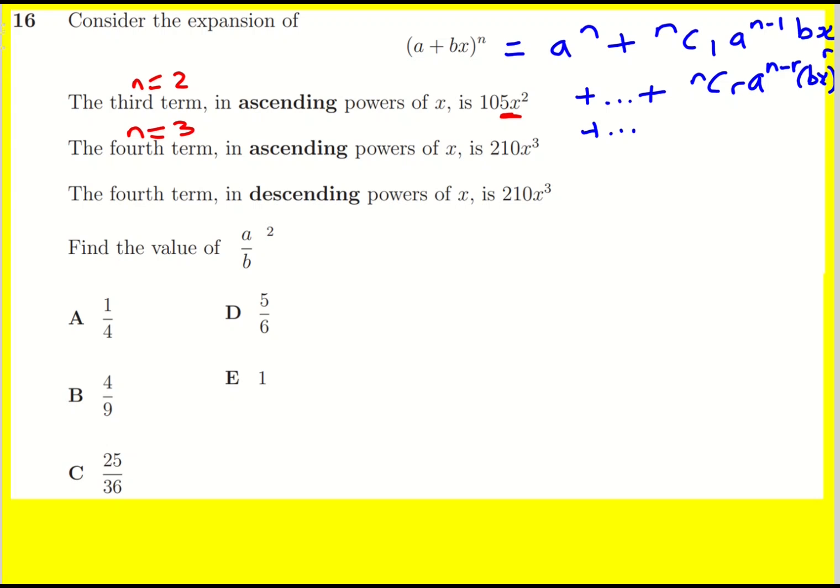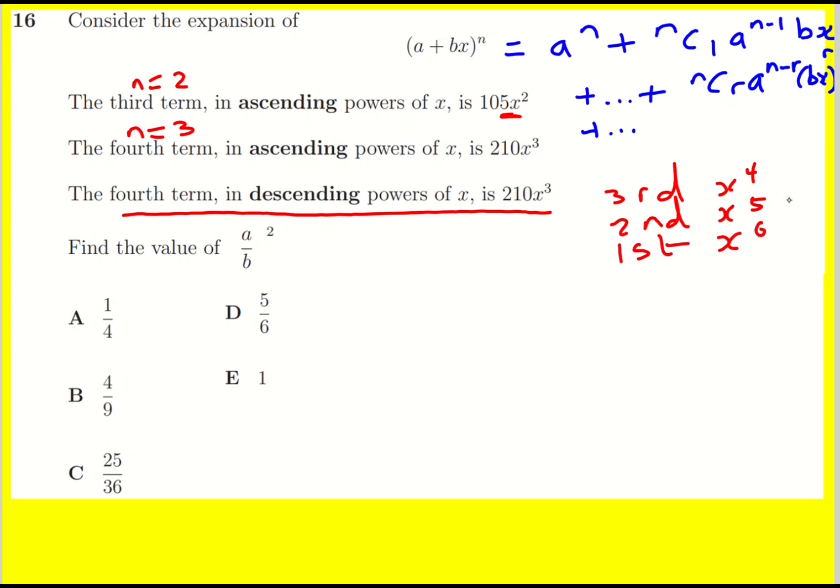Now, if we work in descending powers of x, it's a little bit different. In fact, this is more important than it might first seem, because it's going to give us the value of n. The fourth term in descending powers of x is an x cubed term, which means the third term would be x to the 4. Second term would be an x to the 5 term, and the first term would be an x to the 6 term. Right, that is actually telling us that n is equal to 6.